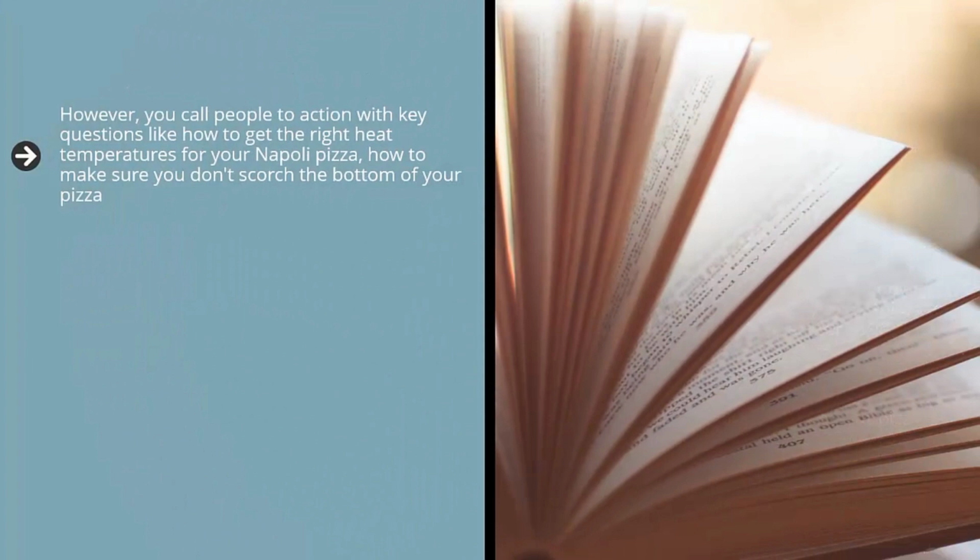However, you call people to action with key questions like how to get the right heat temperatures for your Napoli pizza, how to make sure you don't scorch the bottom of your pizza. In other words, you start with general information that clues people in. That's what they are looking for.